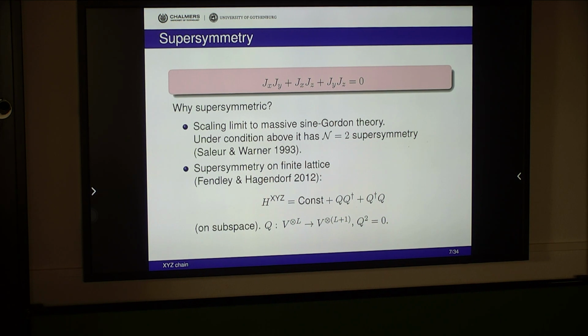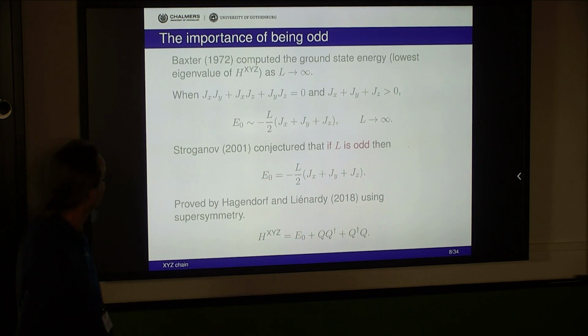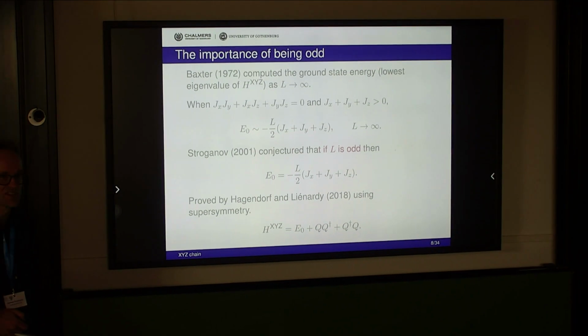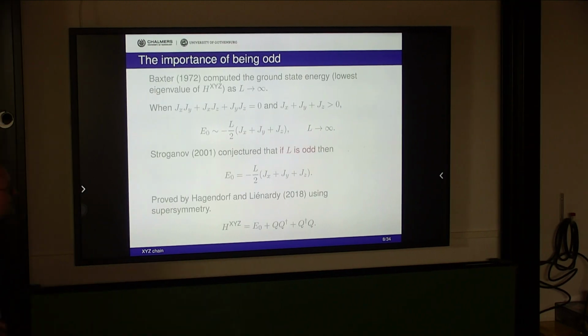Okay, so it's called supersymmetric and combinatorial. The title of this slide I borrowed from Stroganoff's paper on this, one of his first papers. The paper is called The Importance of Being Odd, which I think is a great title. So there's something different here between chains of odd and even length. But let's start with Baxter.